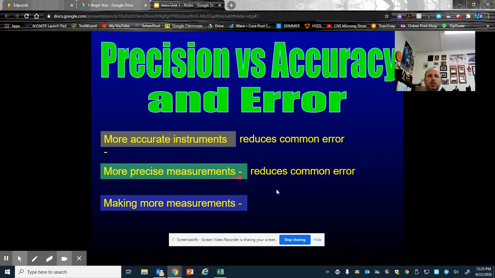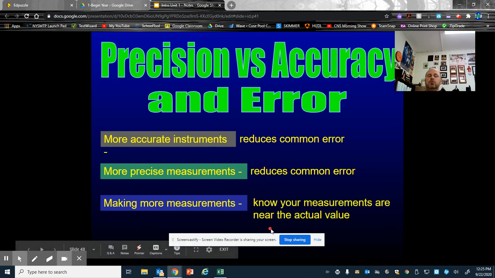The more precise your measurements are, it reduces common errors too. All right, the more repeatable they are, that means you're using better instrumentation, which means you're going to reduce your error. And then making more measurements allows you to get closer to the actual average value.